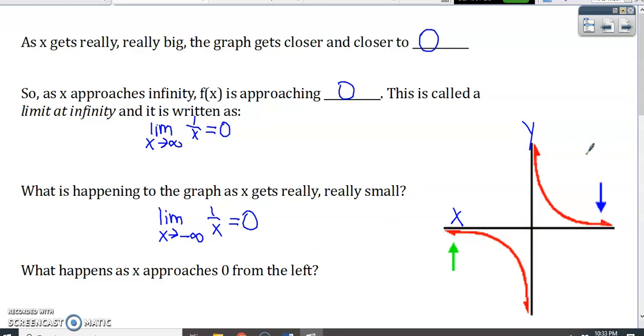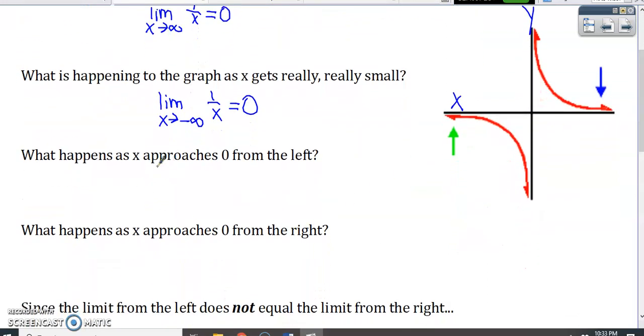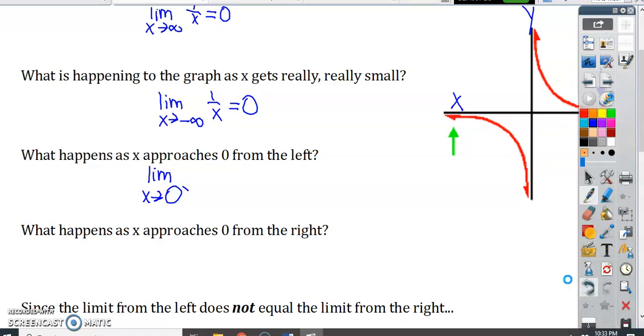Next question, what happens as x approaches 0 from the left-hand side? All right, now we're going to think about a notation that you saw way back in chapter 2 with Mrs. Francis. So the limit as x approaches 0. Now, how do I say from the left? I put a little minus sign. That does not look like a minus sign. I'm going to fix that. Hold that thought.